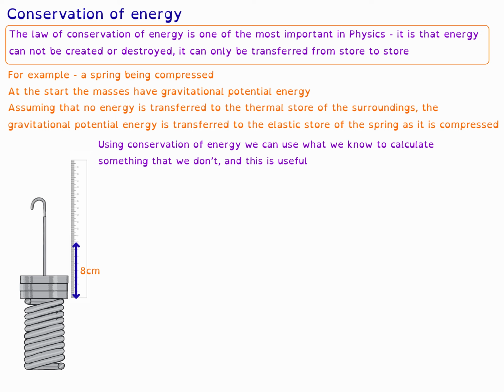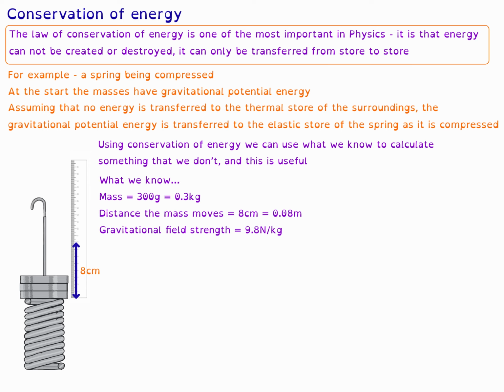Using conservation of energy, we can use what we know to calculate something that we don't, and this is useful. What we know is that the mass is 300 grams, which is 0.3 kilograms. We know the distance that the mass moves, which is 8 centimetres, and that's 0.08 metres. And we know the gravitational field strength of Earth is 9.8 newtons per kilogram.